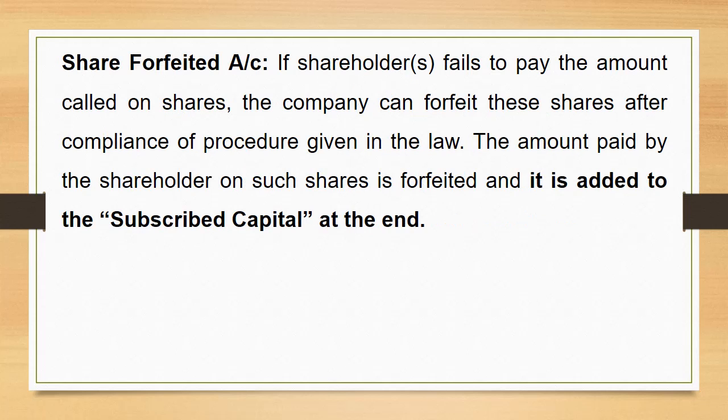Next term is share forfeited account. If shareholders fail to pay the amount called on shares, the company can forfeit these shares after the compliance of the procedure given in the law. The amount paid by the shareholder on such shares is forfeited and it is added to the subscribed capital at the end. The company has a right to forfeit the shares and forfeit the amount, and it is added to subscribed capital.